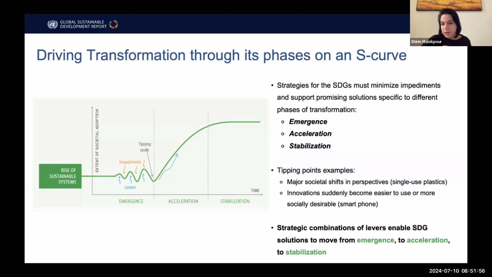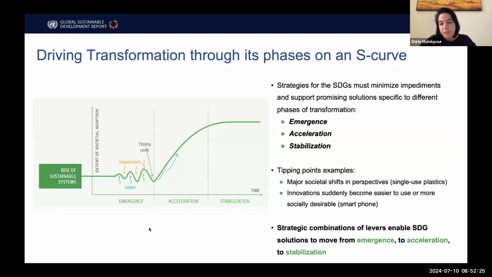And over time, these niches can actually gain momentum, and they might reach a tipping point beyond which they can accelerate. They can be widely adopted. They can be really diffusing into the society and becoming, over time, stabilized or the new normal. So they become a new practice or a new way of thinking, doing, and organizing for the society.